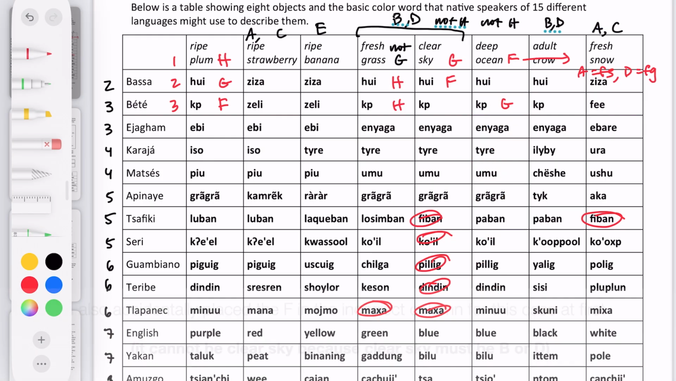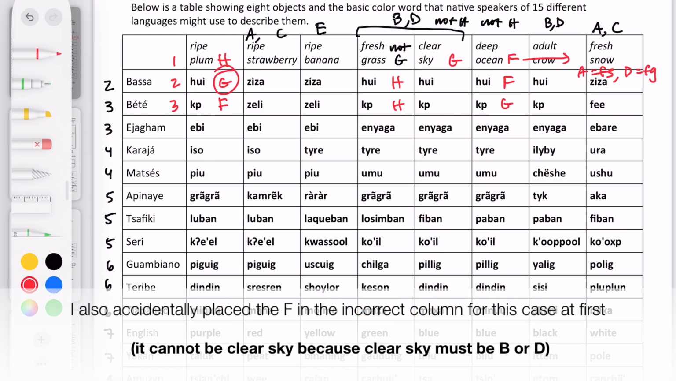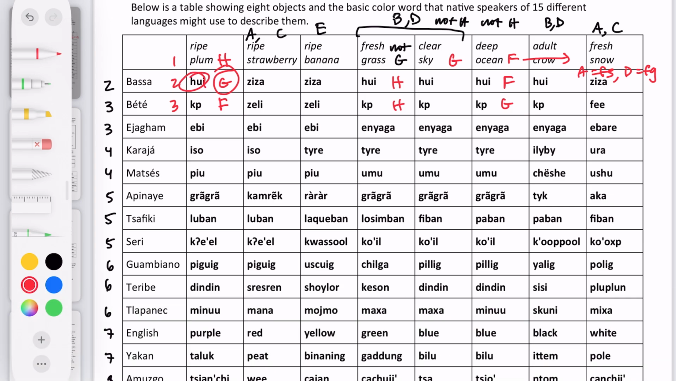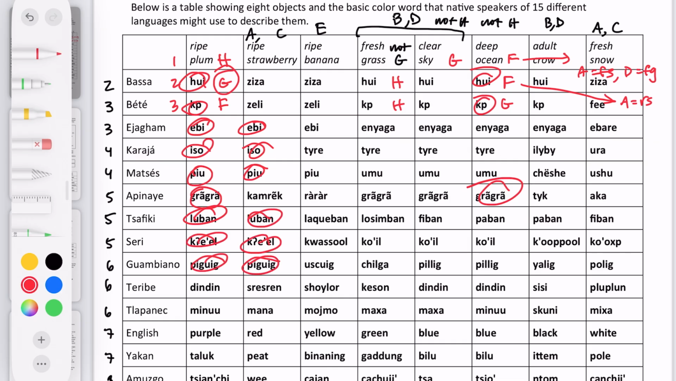Okay, but it's definitely still possible. There's no contradictions yet. So let's move on to case number 2. For G, we have a hui here and a hui here, so that checks out. KP, Ebi, and our only other Ebi with an A, D, or F is over here, so we have a condition that A equals ripe strawberry. Iso, Pew, Gragra, and Gragra, Luban, Kel, Peakwig, Dindin, Minu, and Minu. So that also checks out.